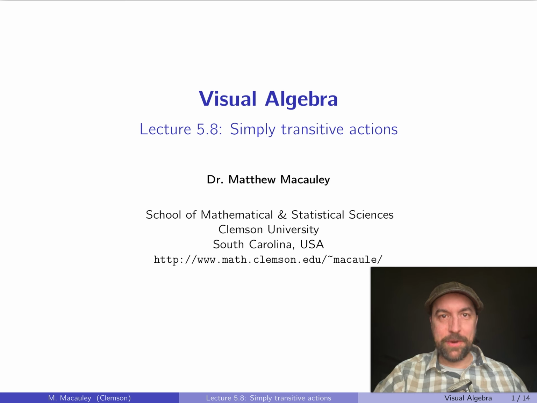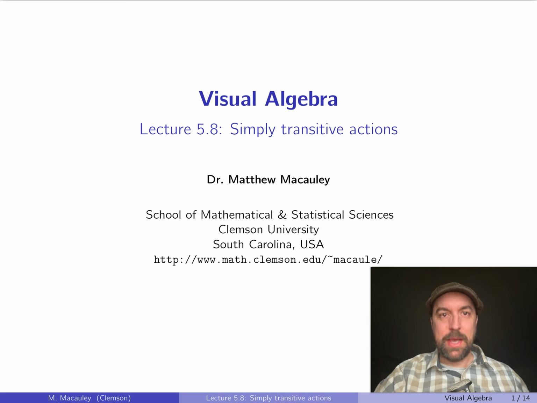An action is free if the stabilizer of every element is trivial. This means that it is as uncollapsed as possible. Actions, or G-sets, that are transitive and free are called simply transitive. In this lecture, we'll see that every simply transitive action is isomorphic to a group acting on itself by multiplication. In other words, the simply transitive action graphs are precisely the Cayley graphs.